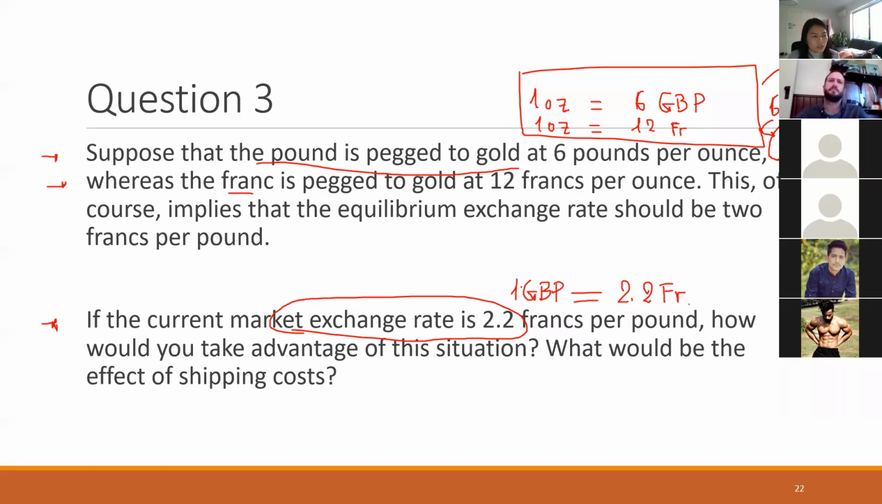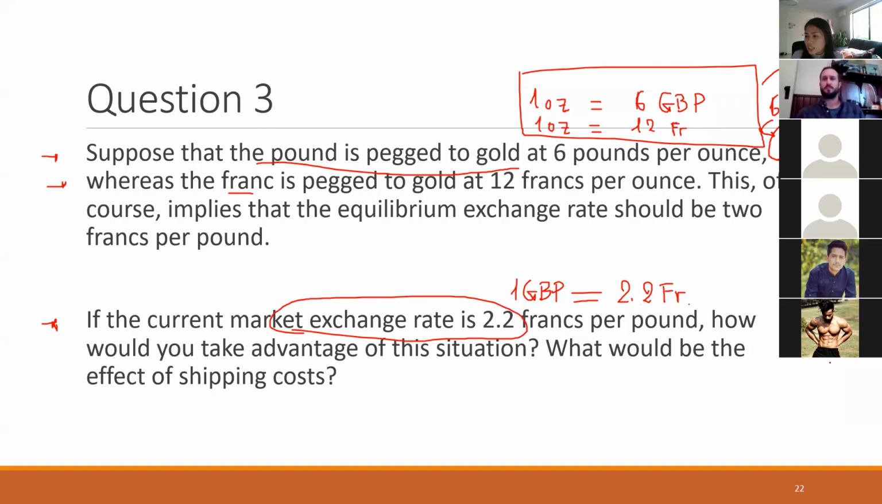So essentially here I've got two different prices for the same asset, which is the pound, right? If I trade the pound through gold and then exchange it to the franc, then £1 is worth 2 francs. Alternatively, if I go to the currency market and trade the pound directly to the franc, then for every pound, I'm going to get 2.2 francs, okay? So if I am a trader and I want to make profit out of this situation, what would be my strategy?